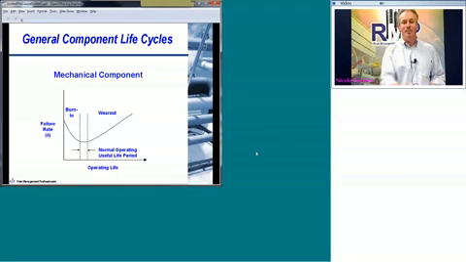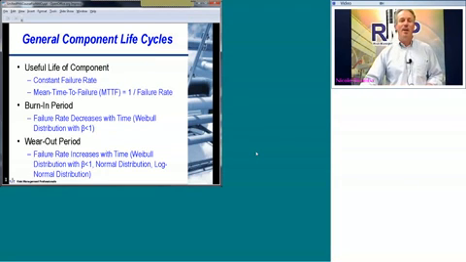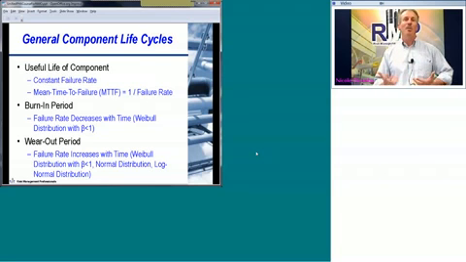Now, the useful life of the component has pretty much a constant failure rate. It's typically represented by MTTF, or mean time to failure. That's 1 over lambda, or 1 over the failure rate that's associated with that. Now, just a couple of examples. A valve randomly failing open. If you look at a lot of the guidebooks that provide data, it might be something on the order of 1 times 10 to the minus 6 per hour.